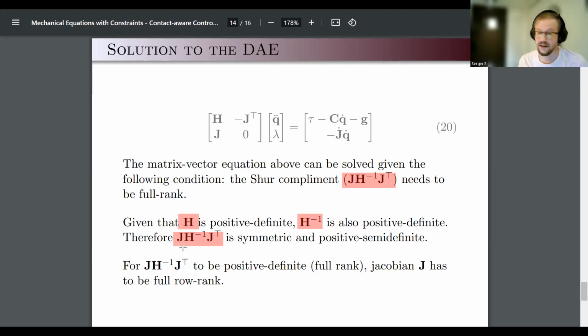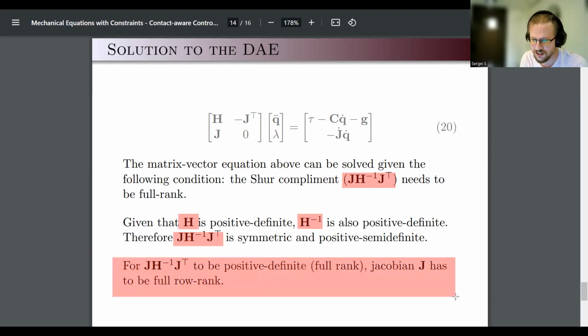Right? By the way, if you want, you can prove it on your own in your spare time. That is an interesting exercise in linear algebra, in understanding semi-definiteness and ranks. So I invite you to prove this on your own. So this matrix will be positive definite if J is full rank. All right.